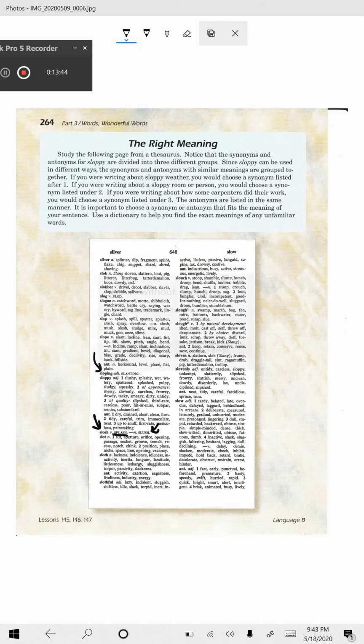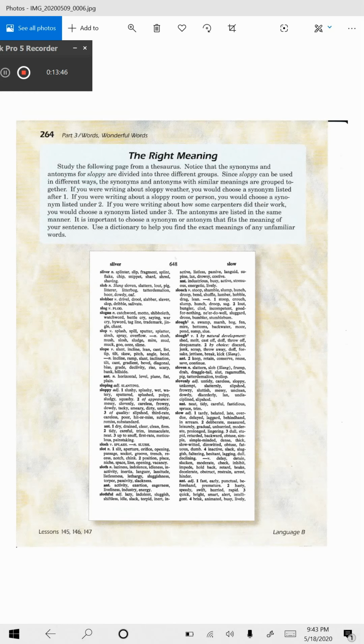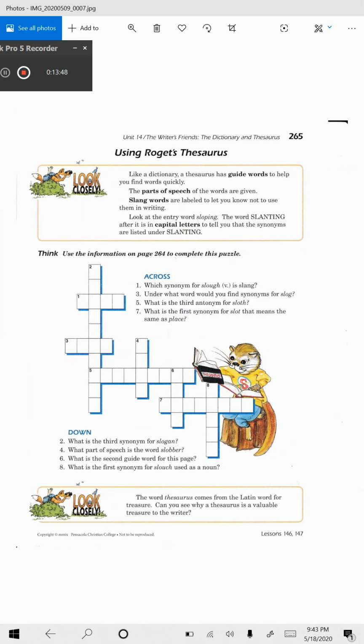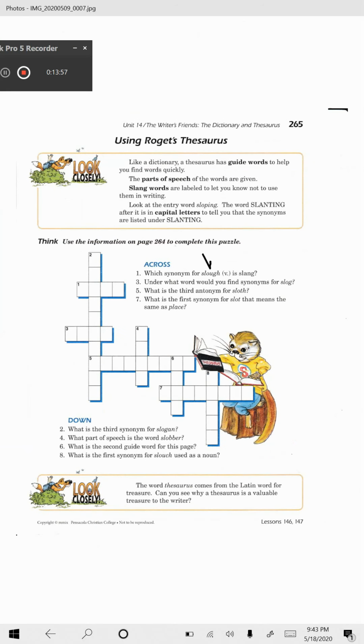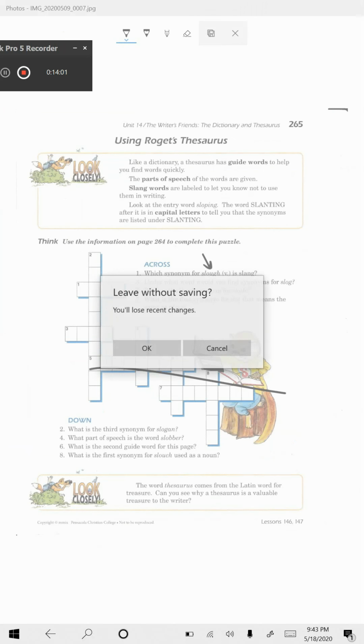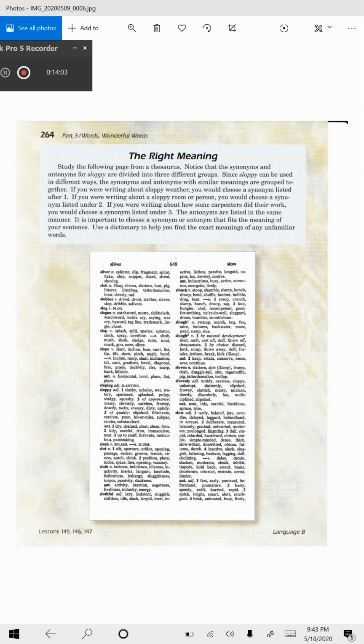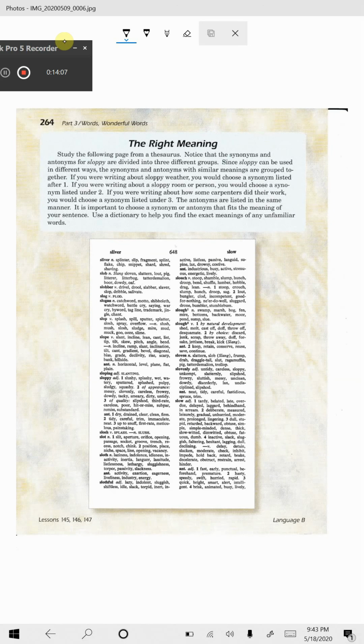All right, let me go to the next page. So we're going to fill these in based on what we see on the page before. Which synonym for slough is slang? So go back. I don't know how many I'm going to do with these because I have to keep flipping back and forth. So you look at slough, it's right here.